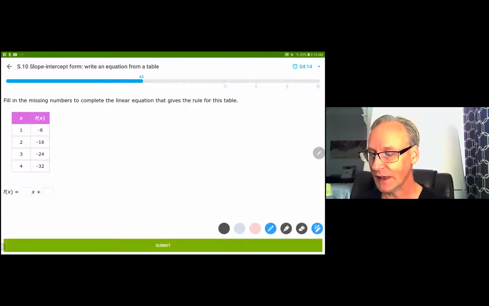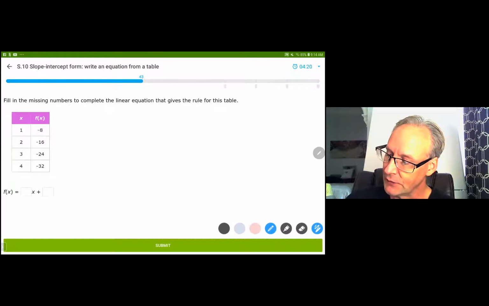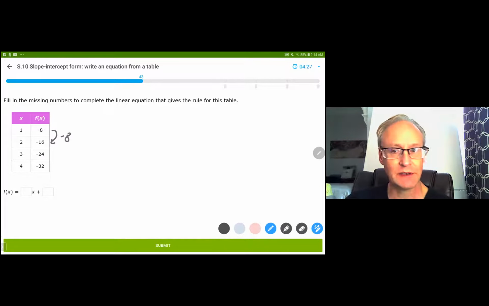Now in this case, we have to find the slope and the y-intercept. So now we're looking for both. In this particular case, I want you to notice that we went down 8. This may not be obvious to a lot of people. Basically what I'm doing is I'm subtracting in reverse, but I went down 8, and then I went down 8 more, and then I went down 8 more.